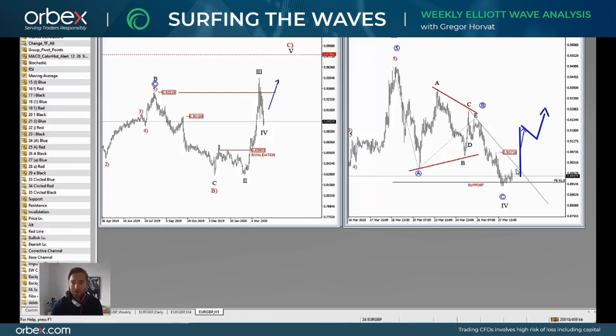But again, you need a proper price action. You need a bounce firstly, because only then you will be able to identify where and when and if this was really a fourth wave correction to where it finished.